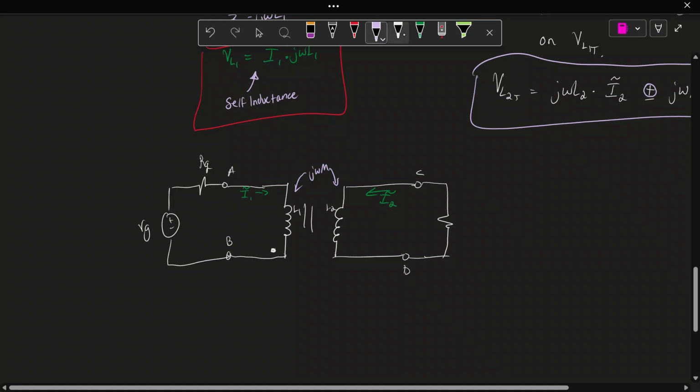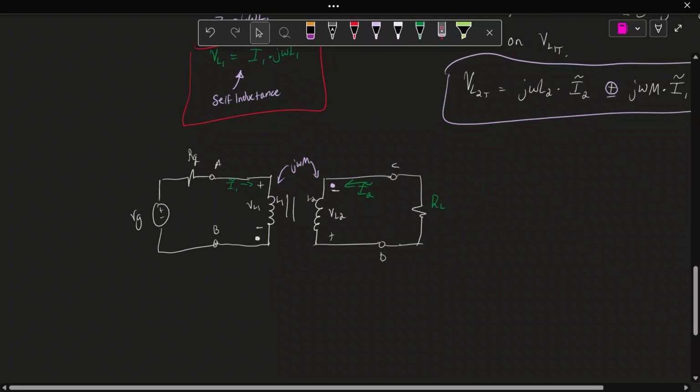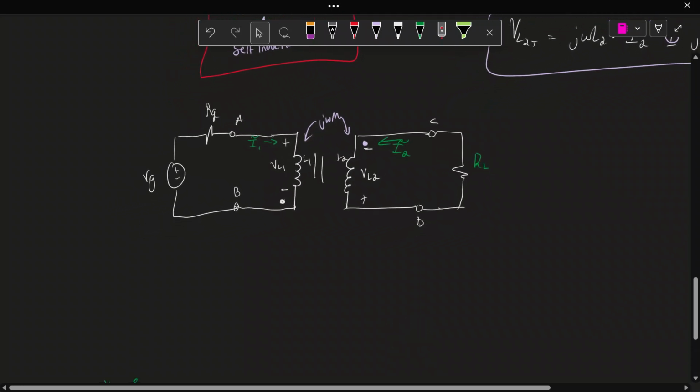Let's say the dot of L1 is at the bottom and the dot of L2 is at the top. So now we have them switched. And let's say plus is up here and minus is down here for the self-inductance part. So this is VL1 and this is, you know what? Let's make this negative instead and this positive. Let's just say it flips. Okay. So let's first find, this is RL, let's find the total voltage drop across L1.